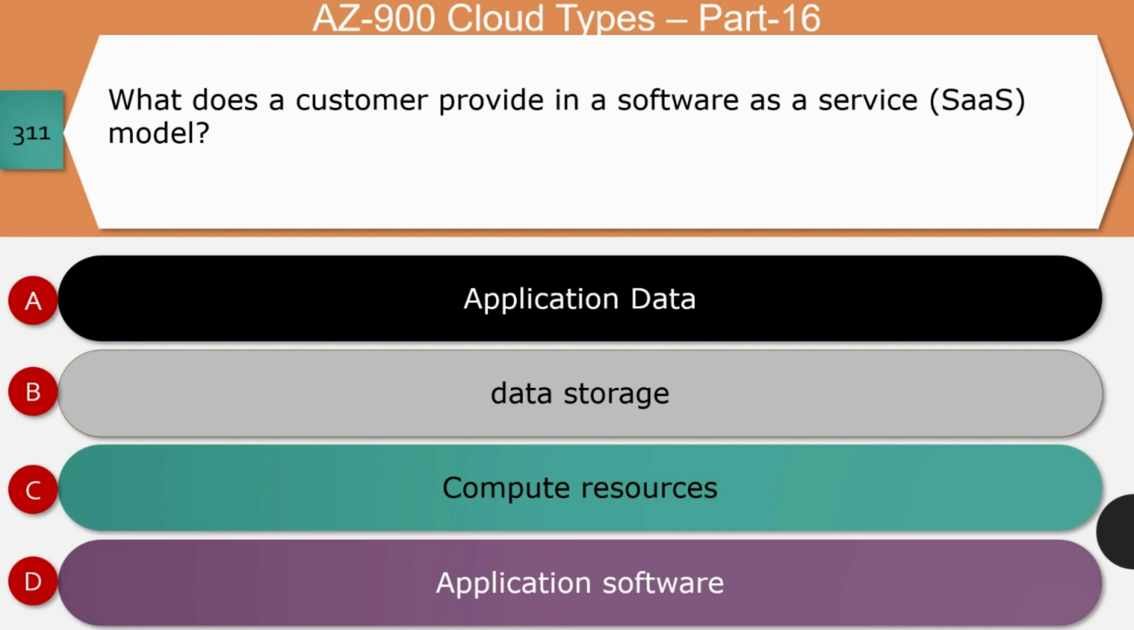Next question, what does a customer provide in a software as a service model? Are they going to provide application data, data storage, compute resources, or application software? The right answer for this question is option A. Let's see why we selected option A. Application software is provided by the software as a service vendor. Data storage and compute resources are provided by the cloud service provider. The customer only provides data for configuring the SaaS product, sets access control to the SaaS for the customer's users, and provides core data to run the SaaS software. And so A is the right answer.